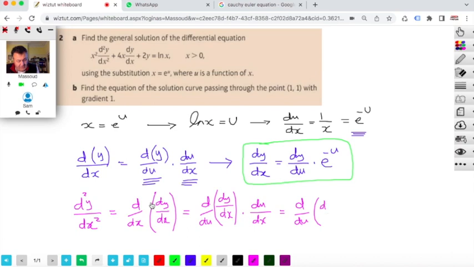So that's dy du e to the power of minus u, and we multiply it by the chain du dx, which is in fact e to the power of minus u. So I'm just going to write that as e to the power of minus u. So really, the second differential.